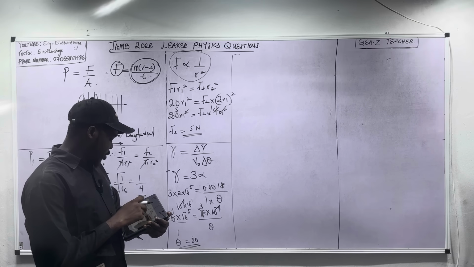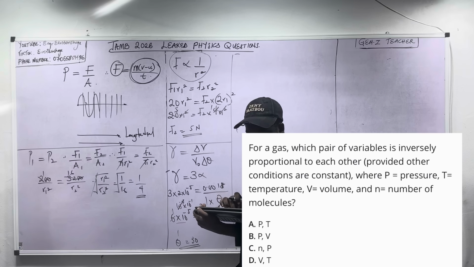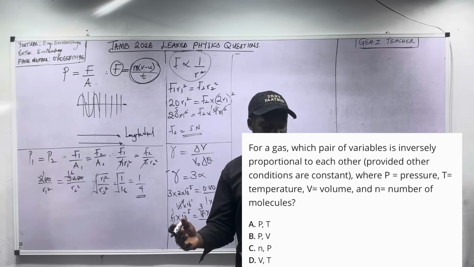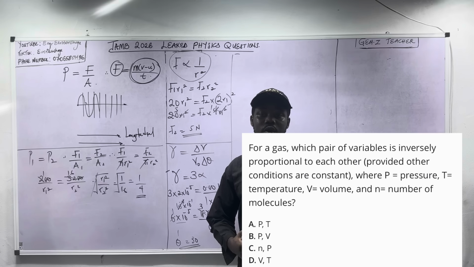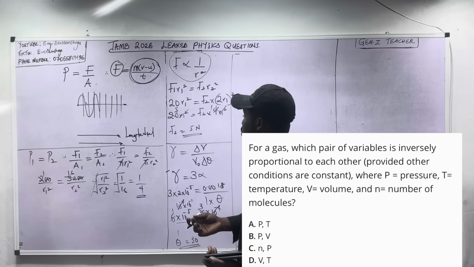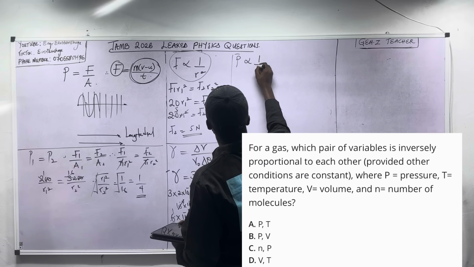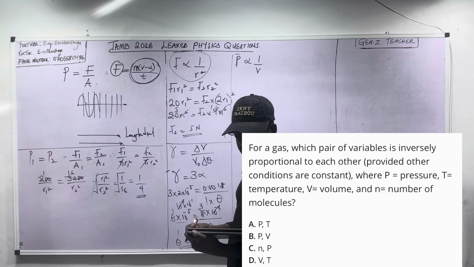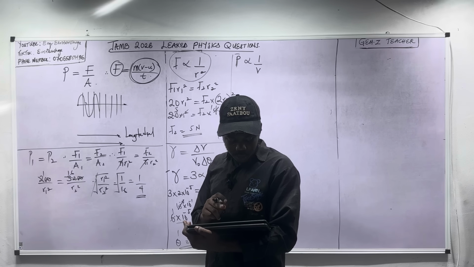Okay, the next question quickly. It says, for a gas, which pair of variables is inversely proportional to the other? So we have inverse here, inverse for a gas. Now recall for gas laws, Boyle's law says the pressure and the volume are inversely related. So P and V, option B should be the answer to that question. P and V, that's Boyle's law.